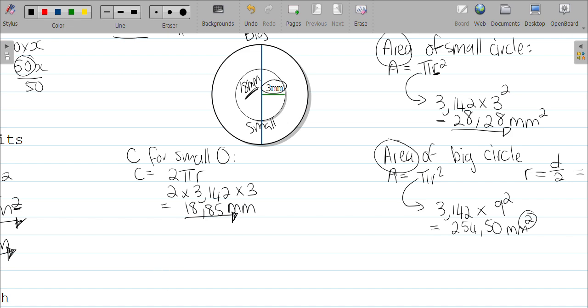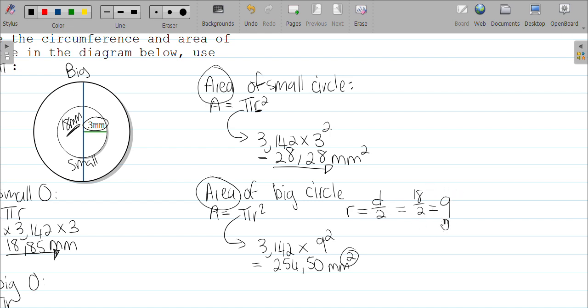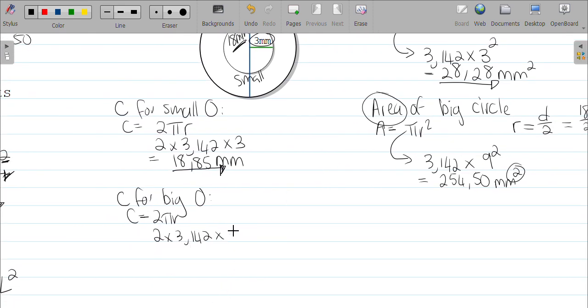And then lastly, the circumference for the big circle is going to be C is equal to 2 pi r. So it's going to be 2 times 3.142 times the radius. And guys, what did we say the radius for the big circle was? The radius was 9. So let's put that in there: 2 times 3.142 times 9, and put that in your calculator, and we should get 56.55. That's the actual answer. Please, according to how the question asks you, just round off correctly, but I'm rounding off to 2 decimal places.